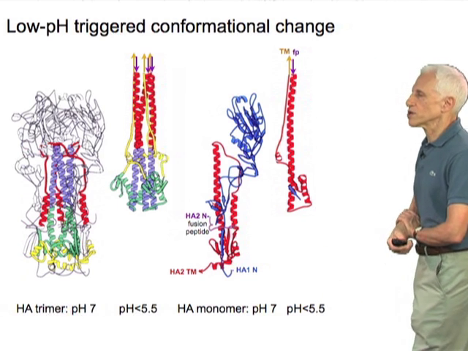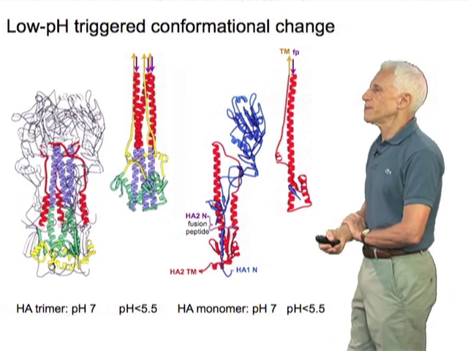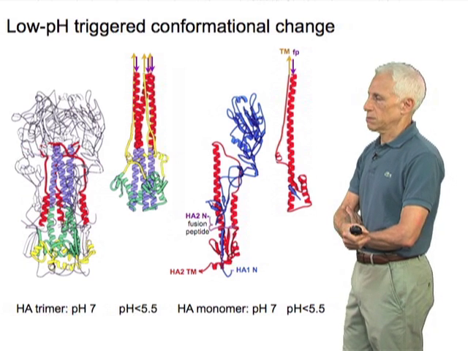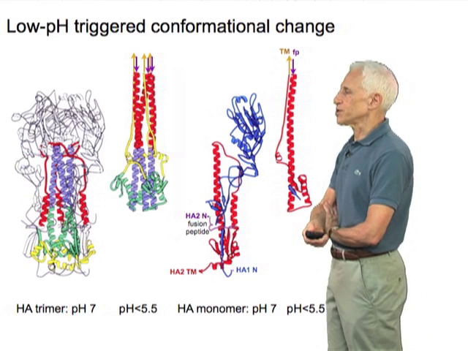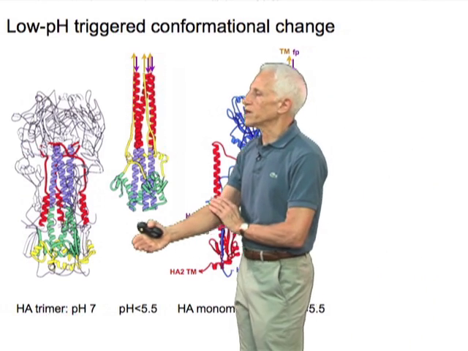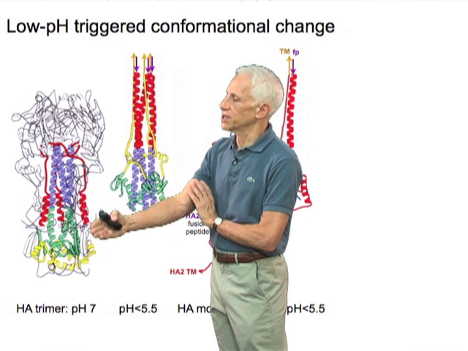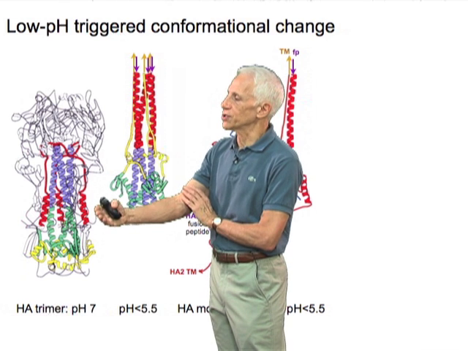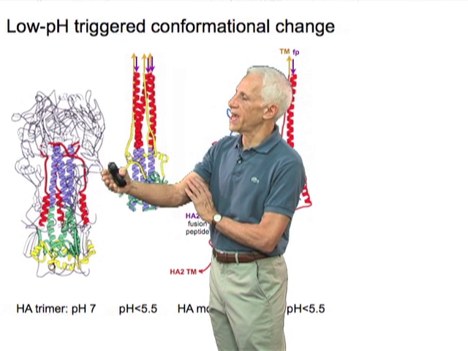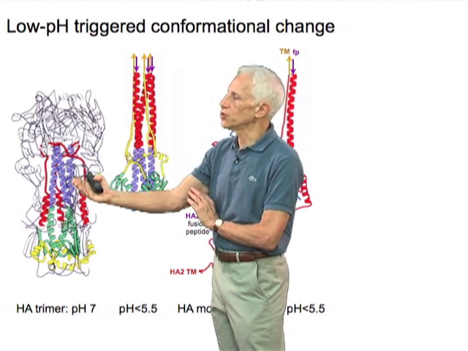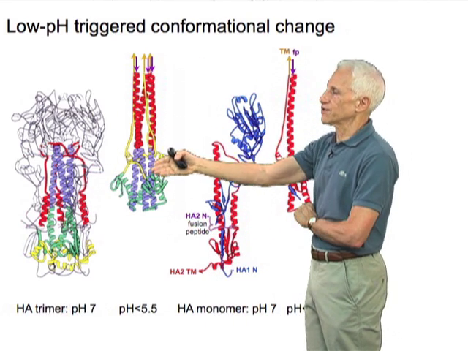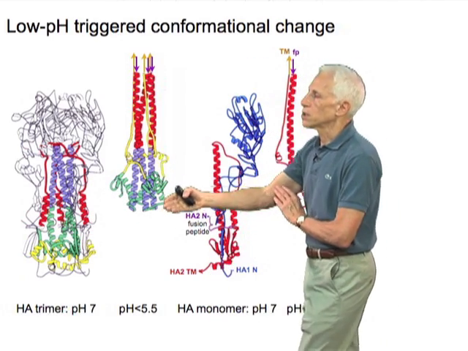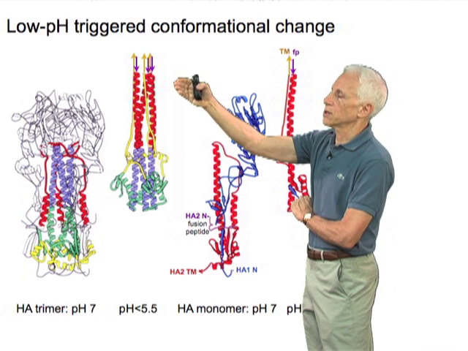So here's the low pH triggered conformational change. And one way of describing it from the point of view of the monomer is that the HA2 part turns itself inside out. That is, the part of HA2, and perhaps it's easier to see in this representation with colored segments, the part of HA2 that's on the outside in the trimer, which is red and then merging into blue, is on the inside after the conformational change, and the part that's on the inside, green and yellow, turns around and comes up the outside.